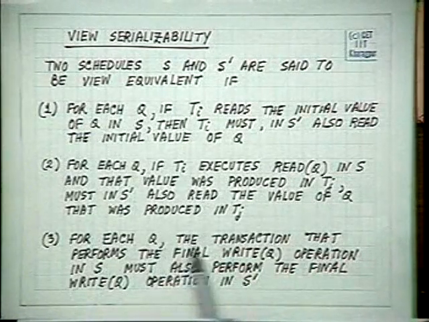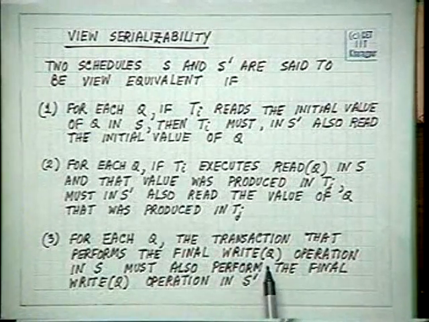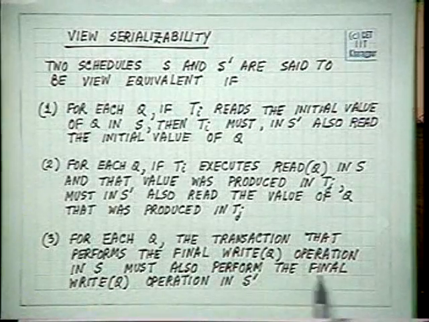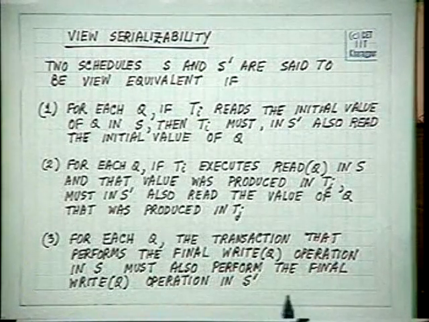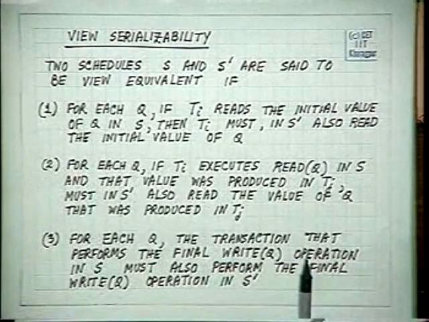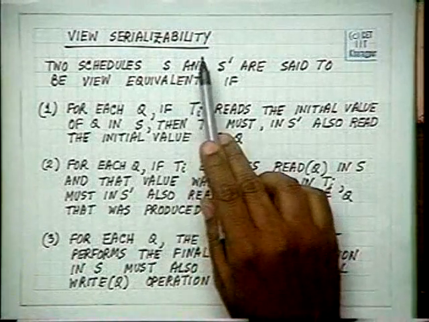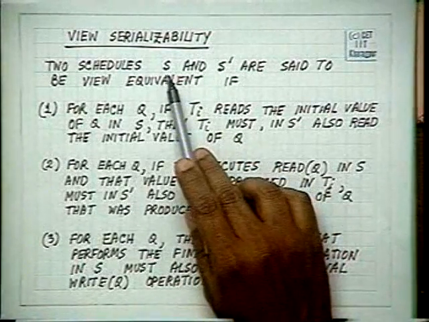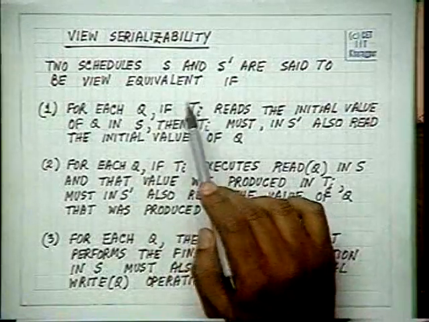And for each Q, the transaction that performs the final write operation in S must also perform the final write operation in S dash. And we say that a schedule S is view serializable if it is view equivalent to a serial schedule.